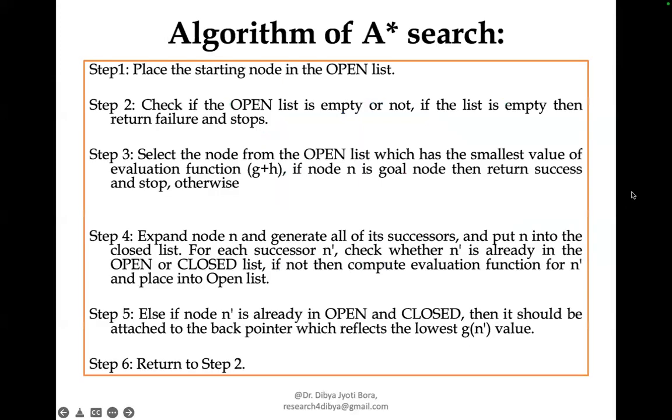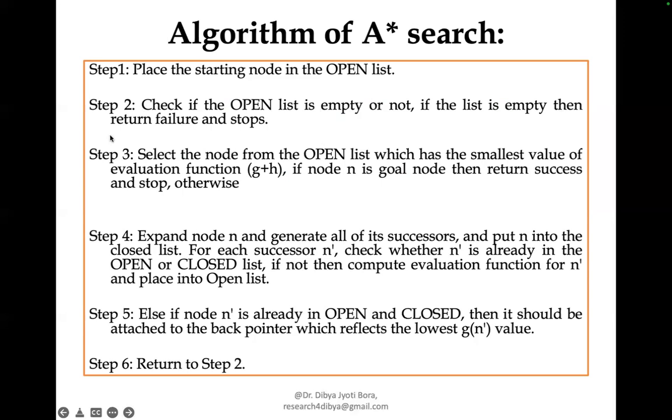So ये दोनों मिला के जो दिए रहे हैं आपको, that is fn, which is the estimated cost of the cheapest solution. So the algorithm. Step 1, place the starting node in the open list, same as before. You have attended the last lecture, the best first search algorithm, right? There we maintained two lists, open list and closed list. Here also the same thing. So place the starting node in the open list. This is step 1. Step 2, check if the open list is empty or not. If the list is empty, then return failure and stop.